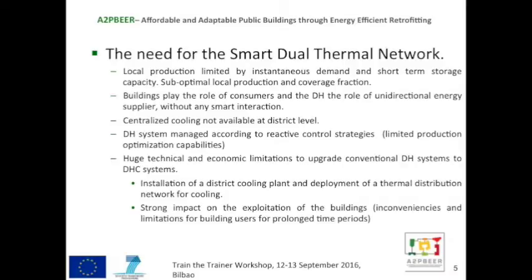Therefore, this kind of traditional or standard district heating system presents some limitations. The first one, and probably the most important one, is that the production of the locally deployed renewable systems and the locally deployed CHP systems is limited by the instantaneous demand of the buildings and by the available short-term storage capacity. And this normally reduces the local production of these systems and creates a suboptimal exploitation of these systems. As I said before, buildings play the role of consumers, and the thermal network the role of energy supplier, and therefore it is not possible to create any smart interaction between the buildings of the district and the thermal network.